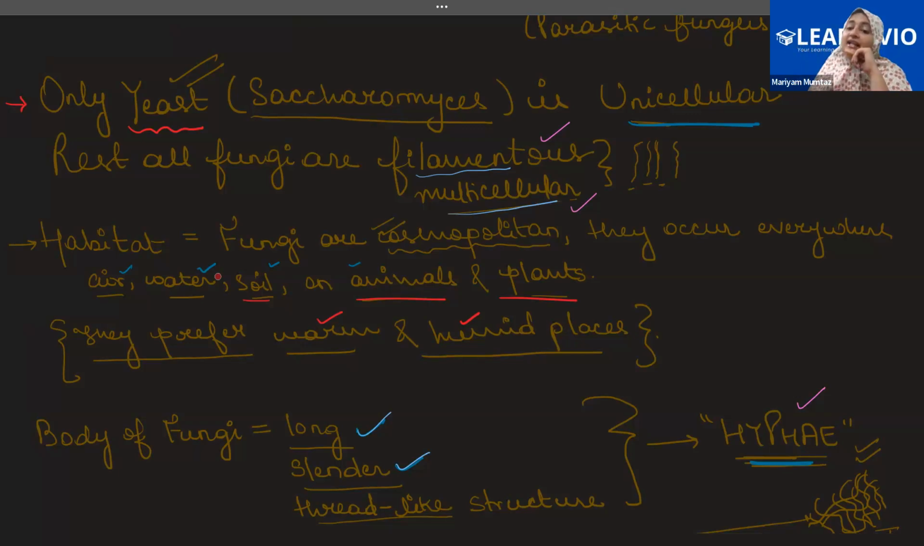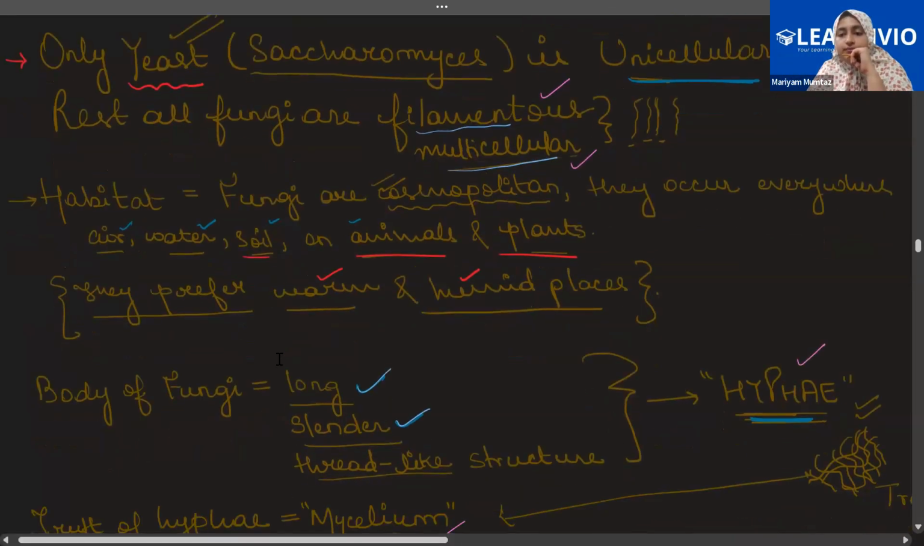Because maybe while keeping it in the fridge, the bread contamination was already there. White. Yeah. Add water or something.